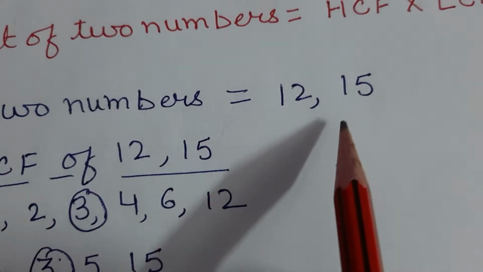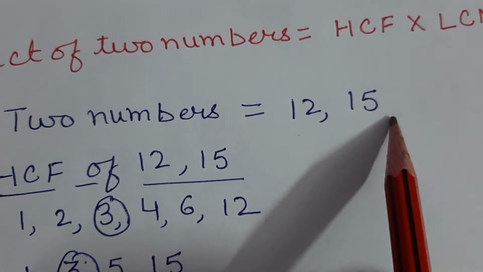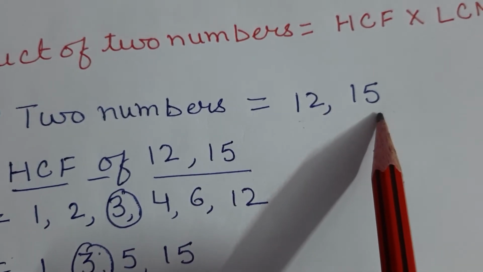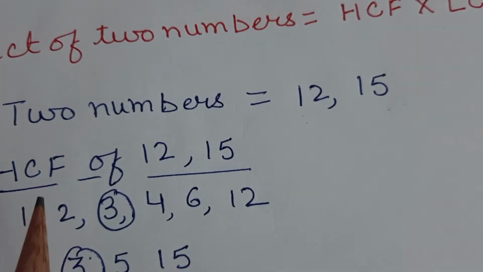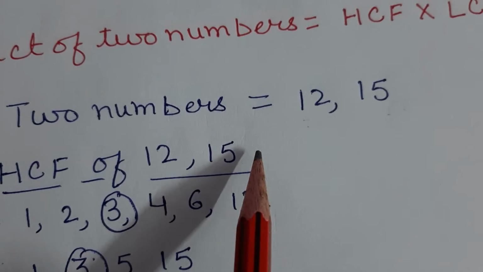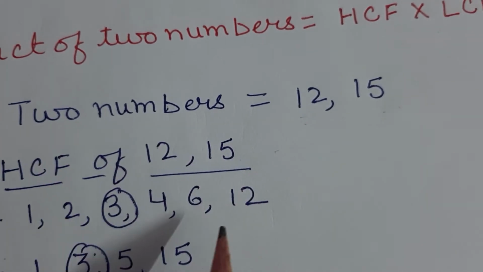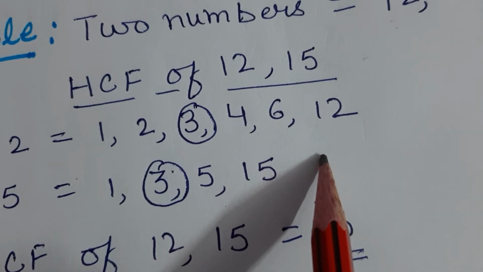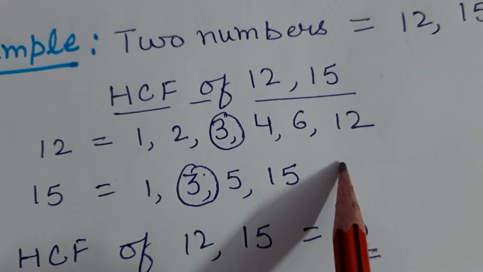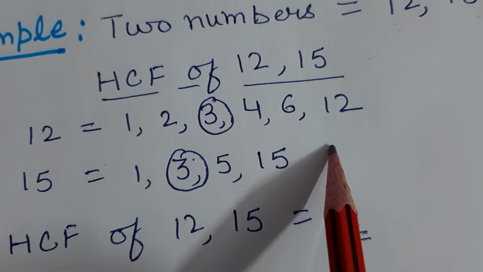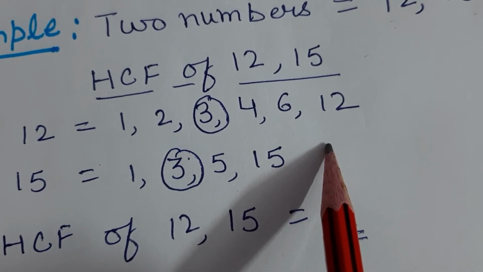I am taking here two numbers, 12 and 15. First I will find their HCF and LCM. Now first, HCF of 12 and 15. Here no method is mentioned, so it is your own wish with which method you want to find HCF or LCM. Here I am finding HCF by finding all the factors.